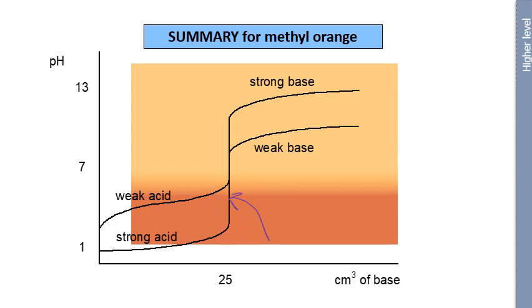For a weak acid, weak base, it's useless, okay, because the color change doesn't fall within that. And for a strong acid, weak base, okay, again, you can use methyl orange for that because the color change of the indicator falls within the range of that equivalence point.